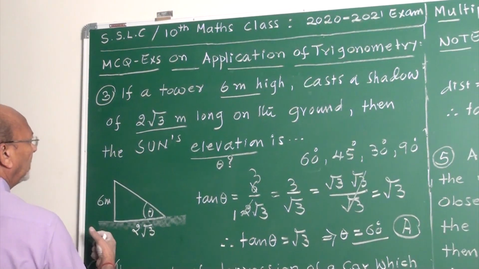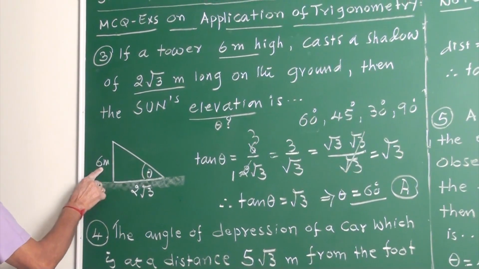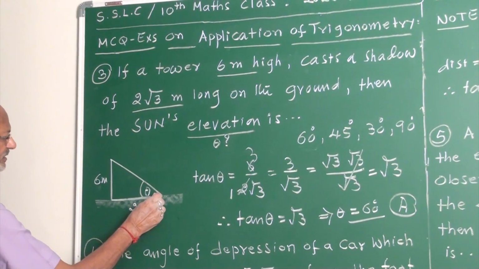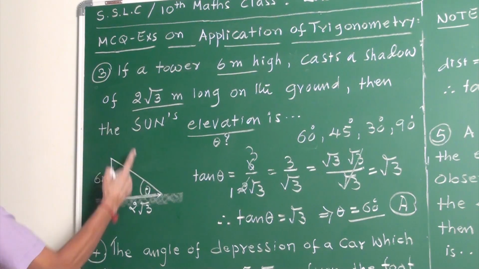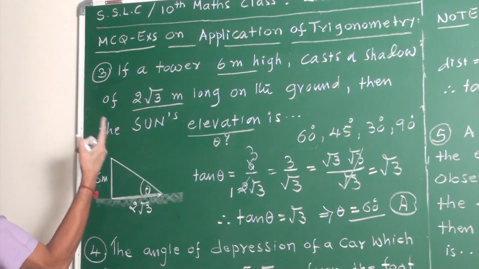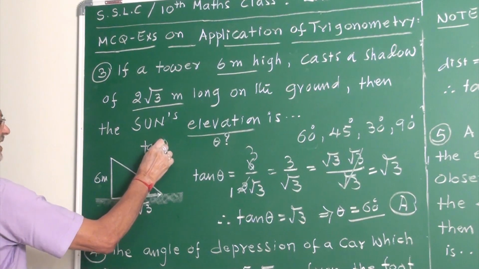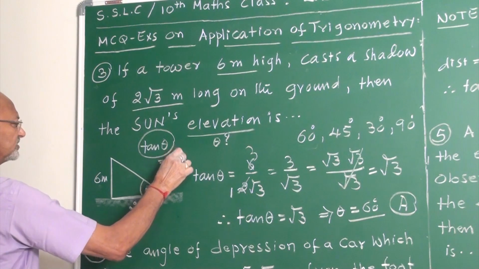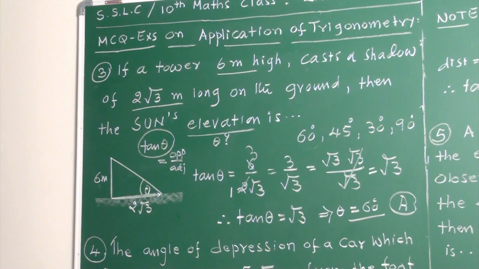See, this is the figure. This is the tower, 6 meter high, which casts a shadow. This is the shadow, my friend. What is the shadow length? 2 root 3. Then you want to find theta. In these cases, the main friend is who? Tan. Tan theta. What is tan theta? Opposite side upon adjacent side.